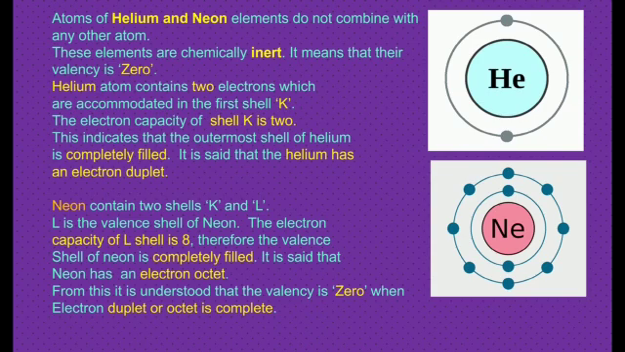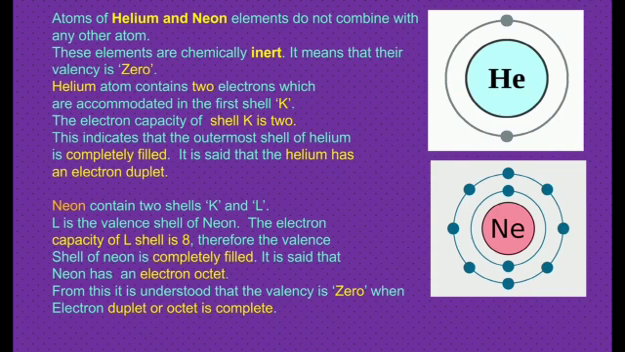Then helium atom contains 2 electrons. So, those 2 electrons can be accommodated in the first shell, that is K shell. Only one shell is there, just see. The electron capacity of K shell is 2. This indicates that the outermost shell of helium is completely filled. So, it is said that helium has an electron duplet, which means 2 electrons are there.